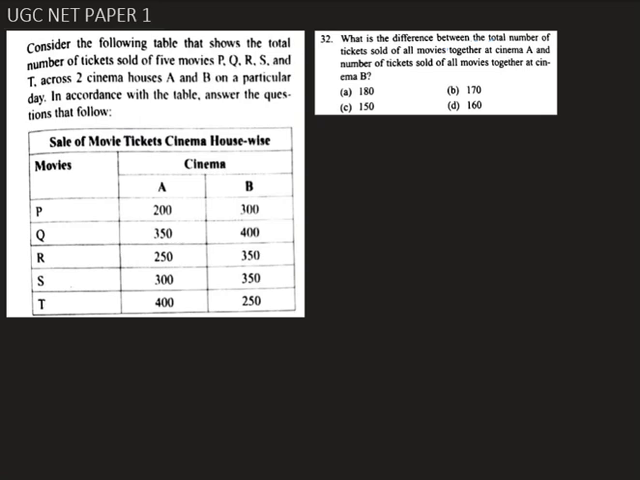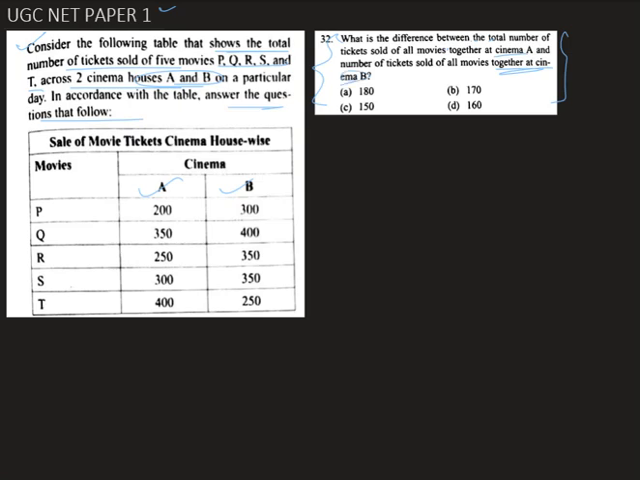Today we are going to solve one numerical question from UGC NET Paper 1. Here we are given the following table that shows the total number of tickets sold of 5 movies P, Q, R, S and T across 2 cinema houses A and B on a particular day. In accordance with the table, answer the question: what is the difference between the total number of tickets sold of all movies together at cinema A and the number of tickets sold of all movies together at cinema B?